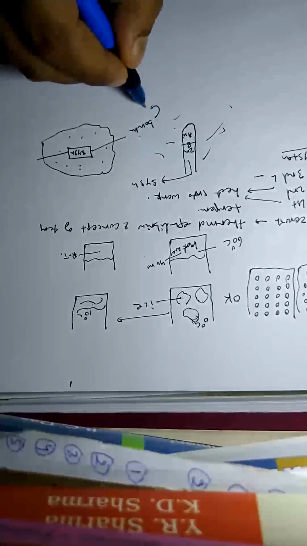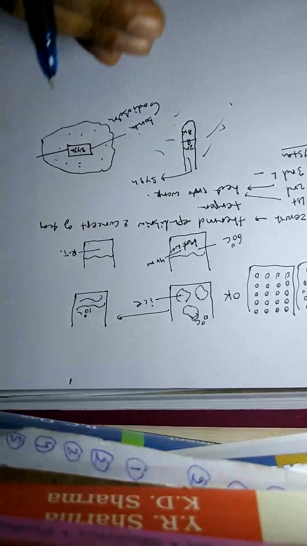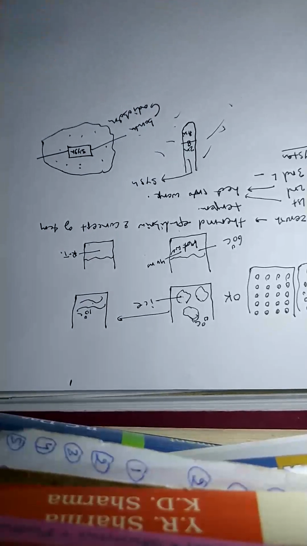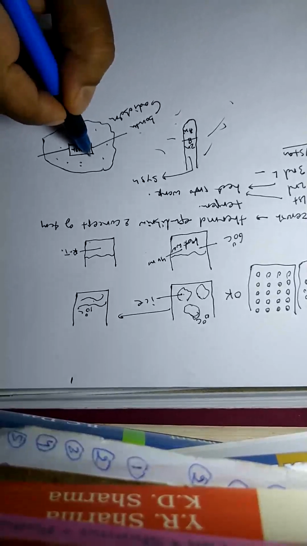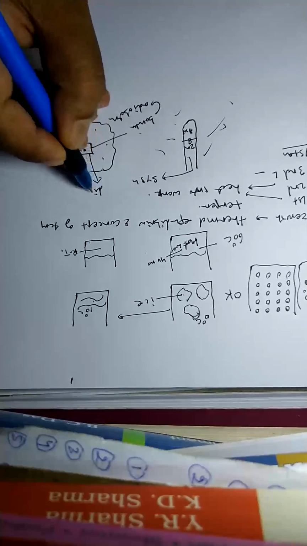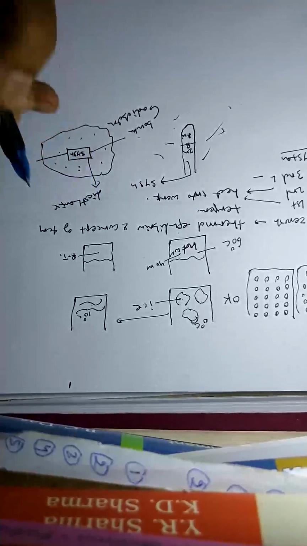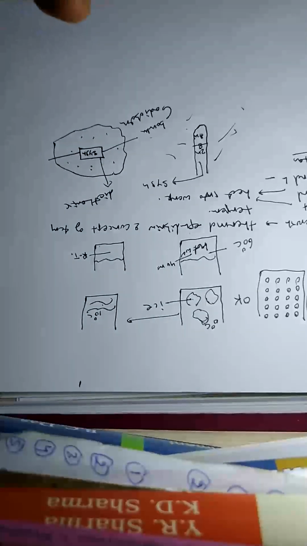Boundary may be adiabatic. Adiabatic means heat cannot flow, it cannot conduct heat. Or diathermic. Diathermic means it can conduct heat, and adiabatic means it cannot conduct heat.